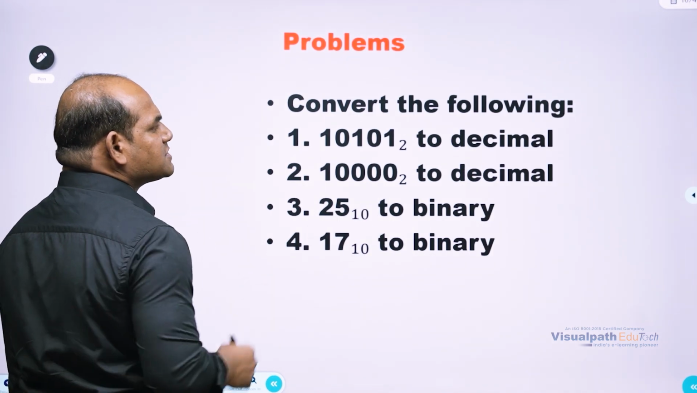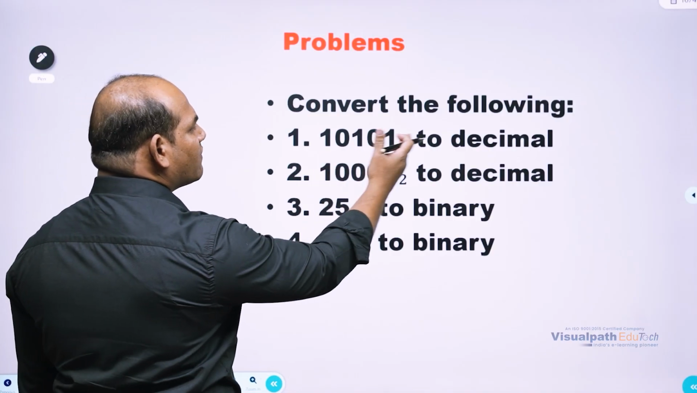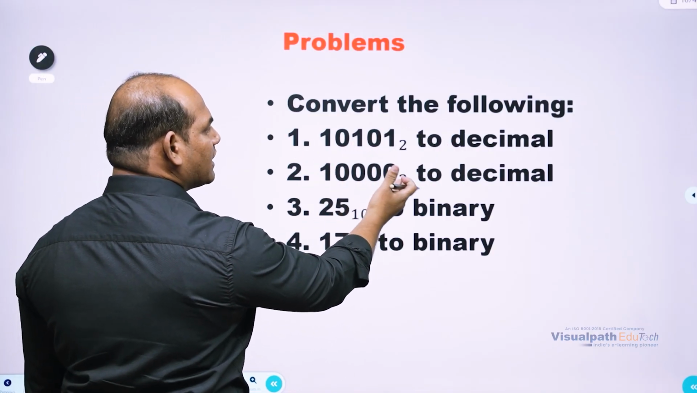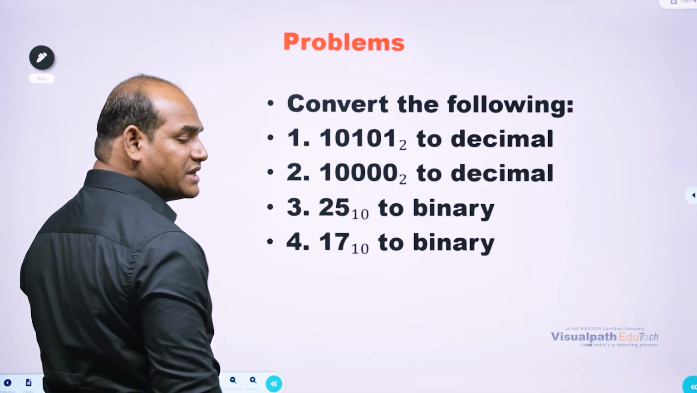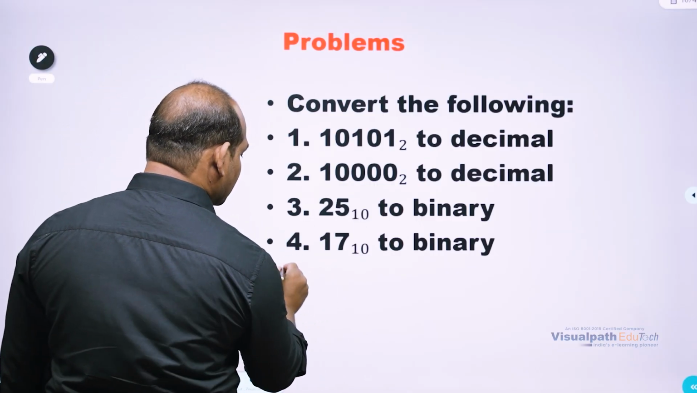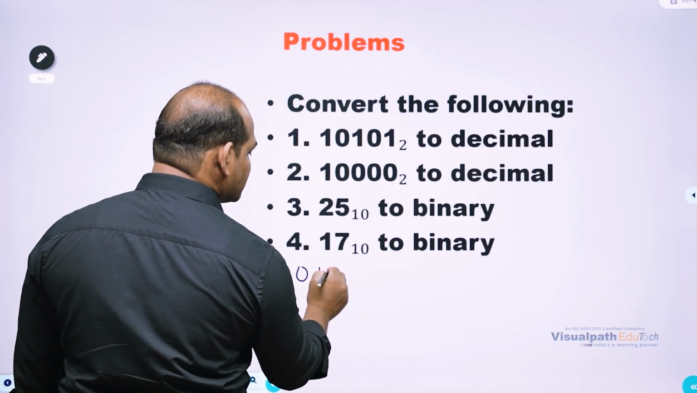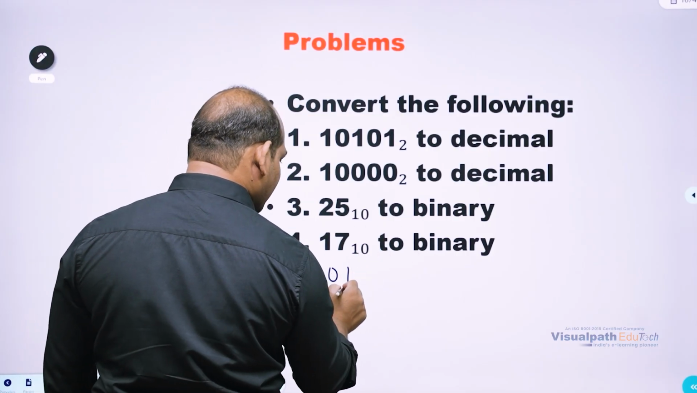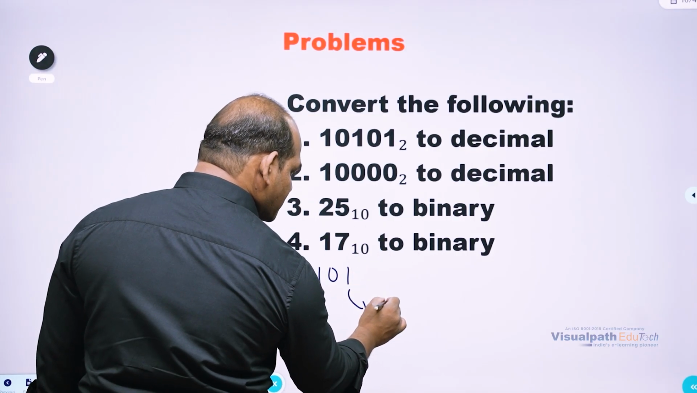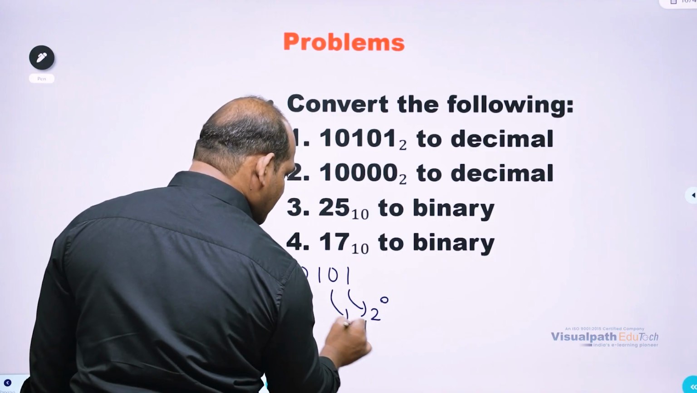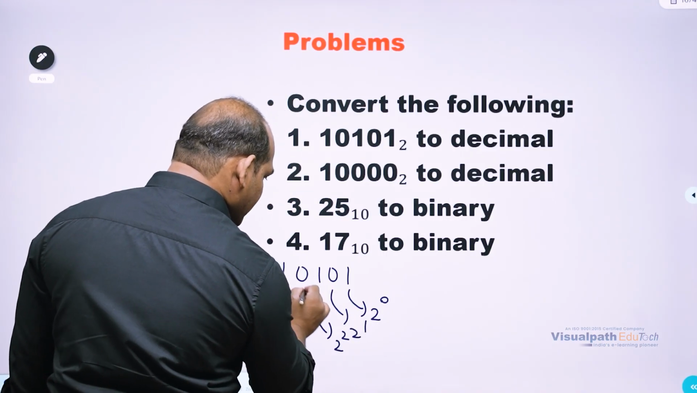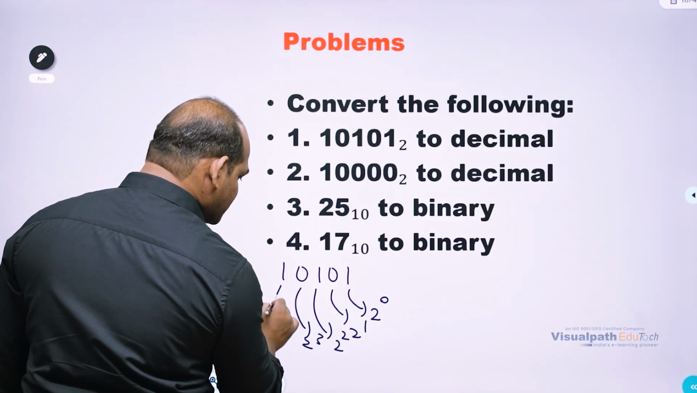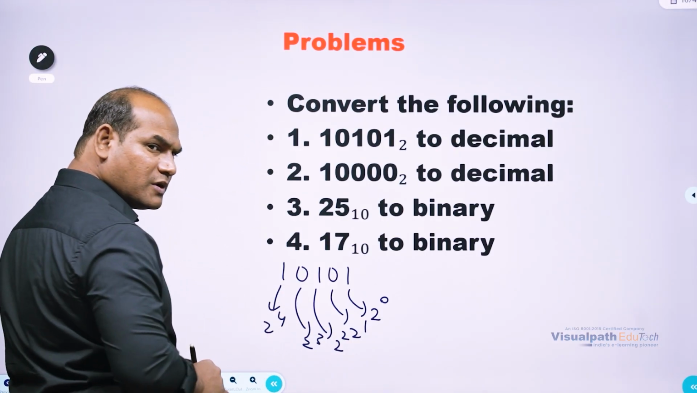Now, some examples we have to perform here. Convert the following: 10101, which is in binary, should be converted into decimal. So here I am taking 10101. I need to convert it into decimal. For that, what do I need to do? Its weight is 2 power 0. Its weight is 2 power 1. Its weight is 2 power 2. Its weight is 2 power 3. And its weight is 2 power 4.